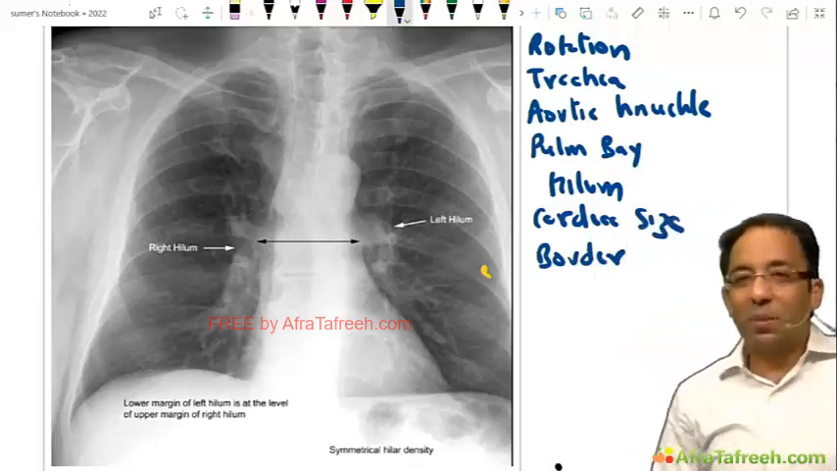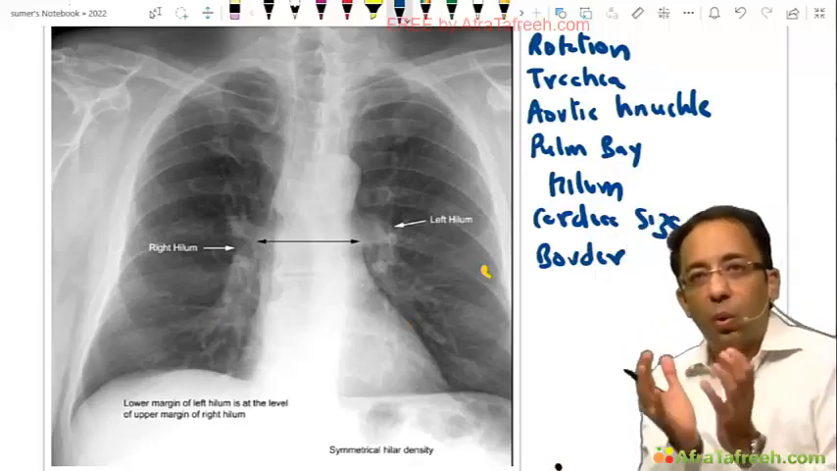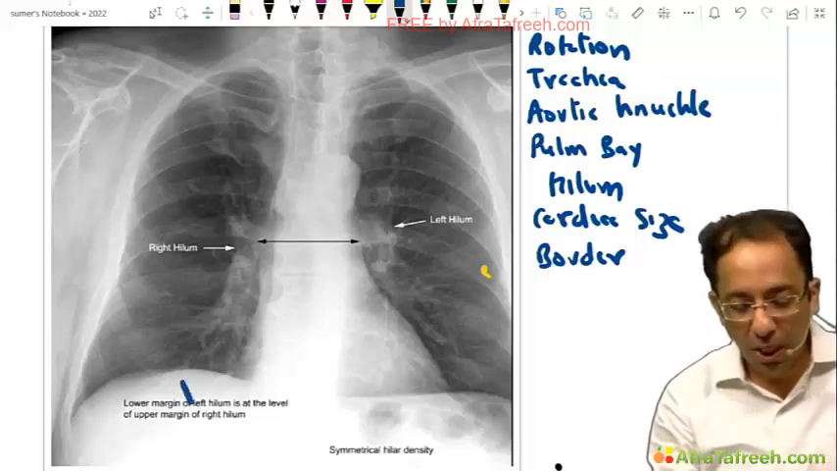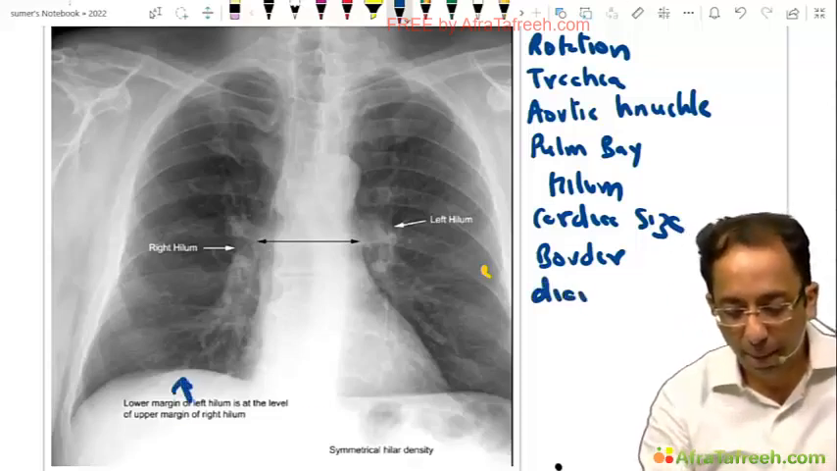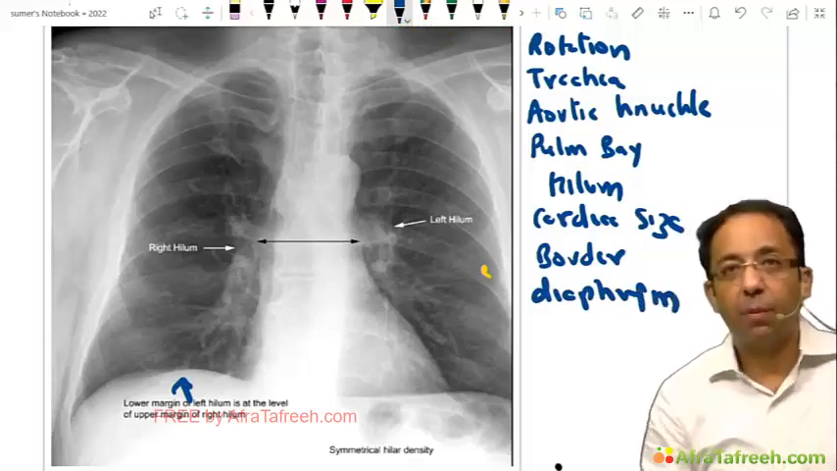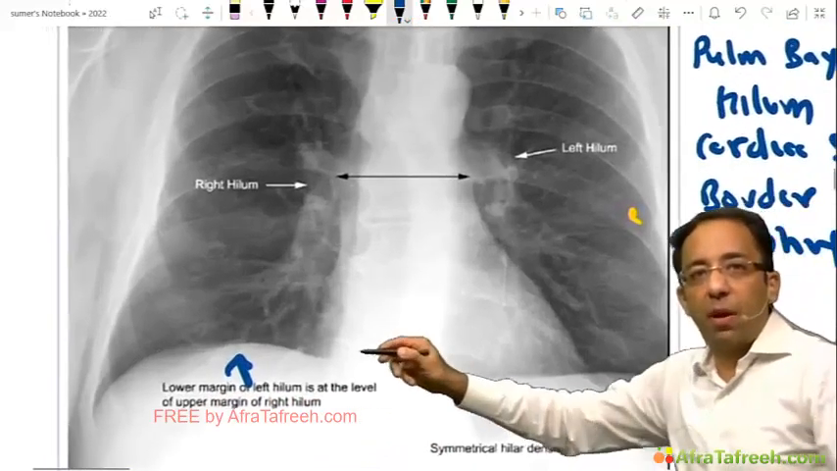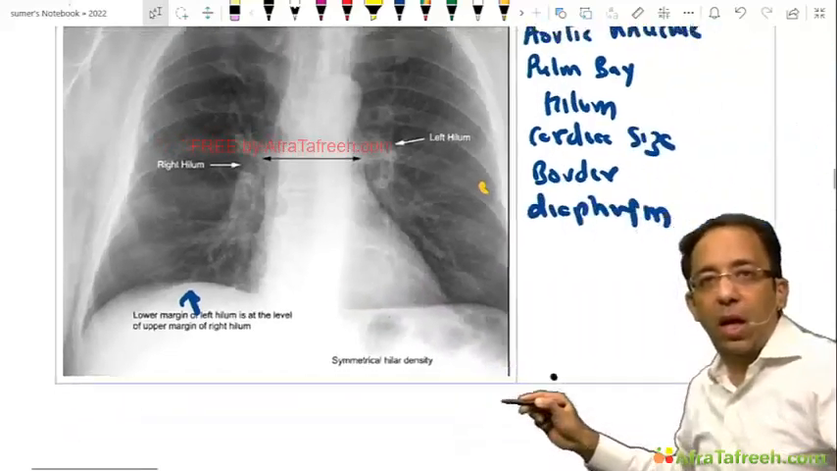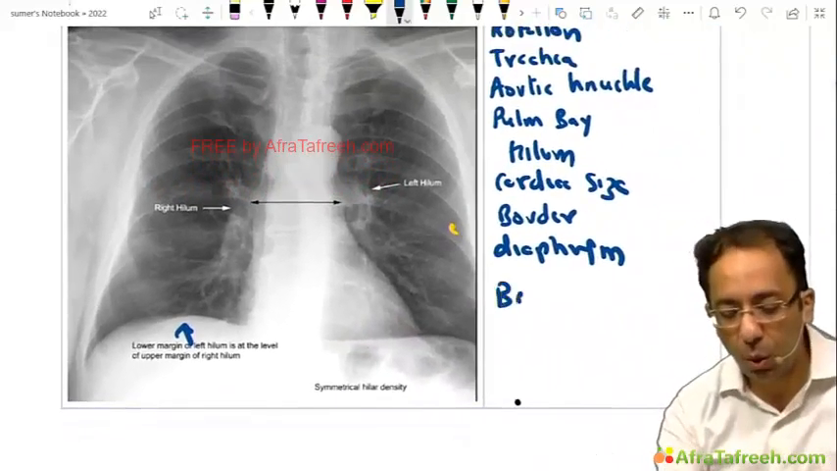So keep thinking. Now my question is, what do we do after this? Now we will go from inside to outside. Now what I do is I evaluate the diaphragm. I look at the diaphragm. Now please see, the right diaphragm is higher than the left, that is normal. And I not only look at the diaphragm, I also look below the diaphragm.